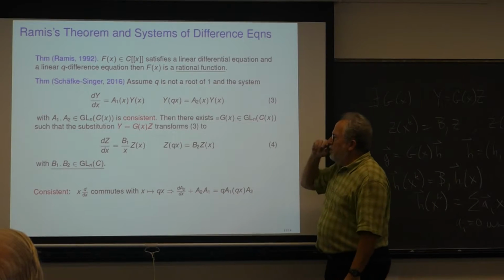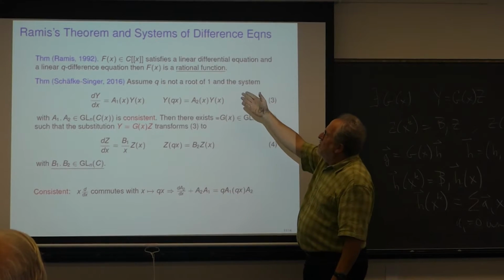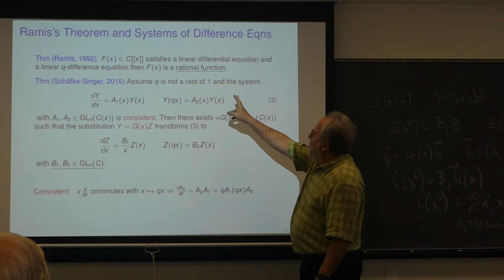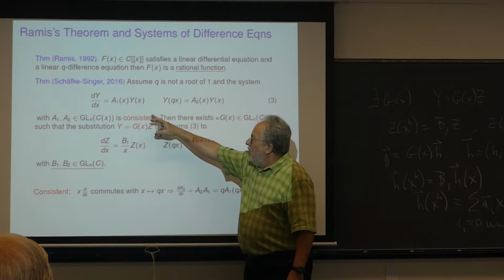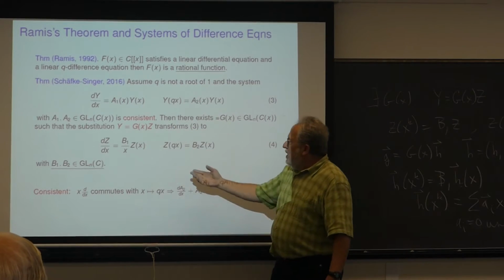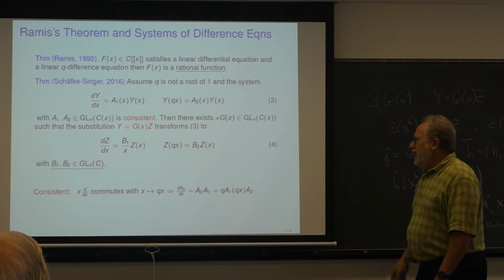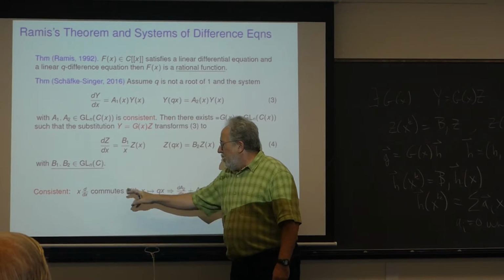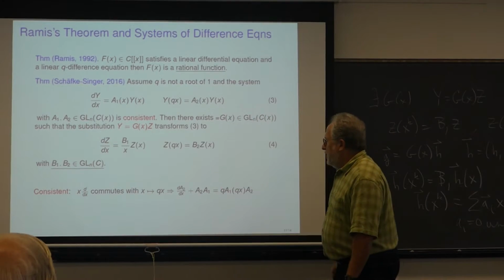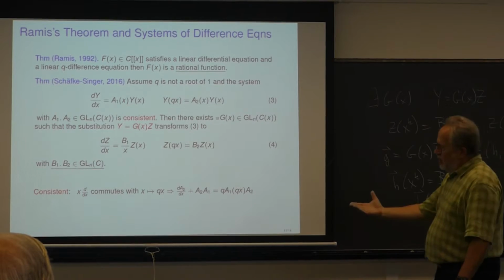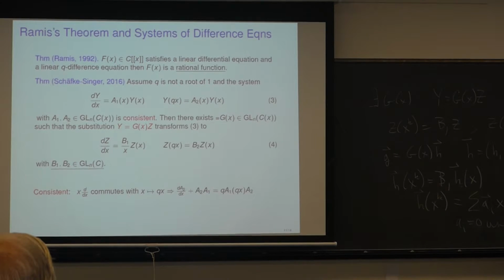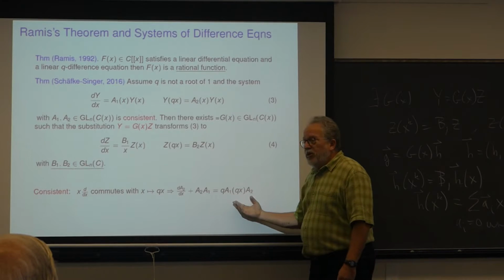There are similar results for Ramis' theorem. That is, here's Ramis' theorem. F satisfies a linear differential equation, difference equation, where this is a rational function. Q, of course, is never a root of 1. The corresponding result is if you have a linear differential system and a q-difference system, again, there's some consistency result, then you can transform them into a simple system. And the consistency result is that you want this derivation to commute with this. When you write that here, you get this condition. So this is the formal condition. It's not so pleasant to look at.